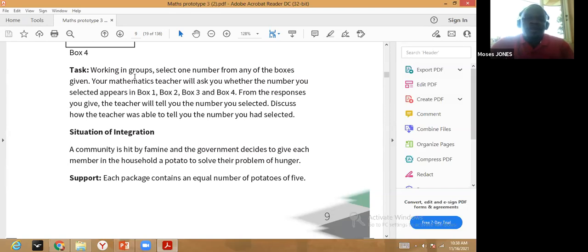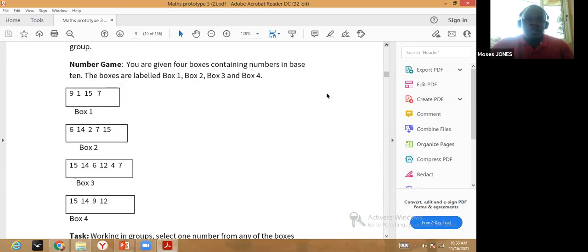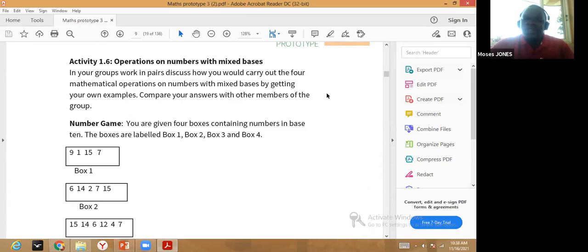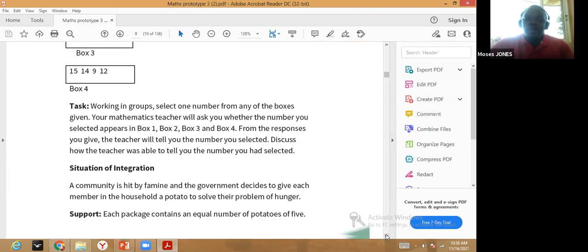Let's start from here. So we are saying, working in groups. This is for group work. We have an activity here. But you see that the activity is not the same as the other one that you've been doing, like solve this, convert this. You have length numbers that are in that given form. So you are supposed to work out, put heads together.